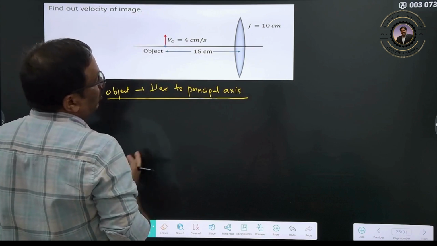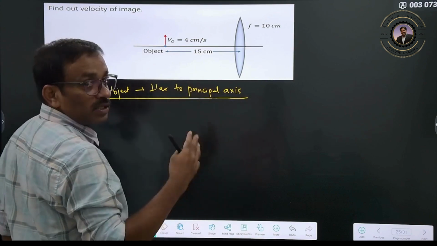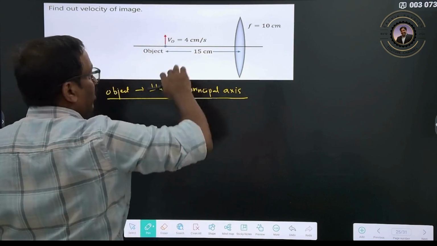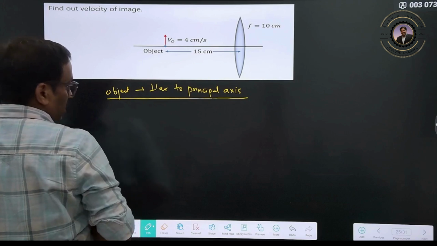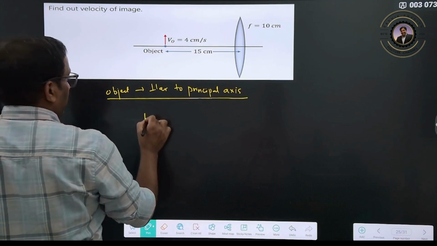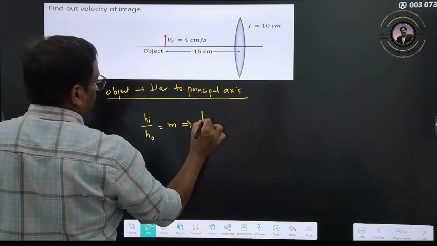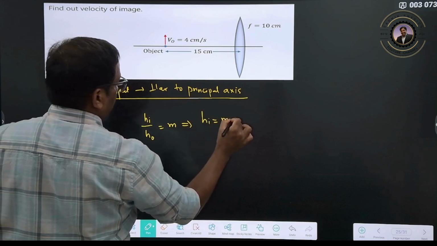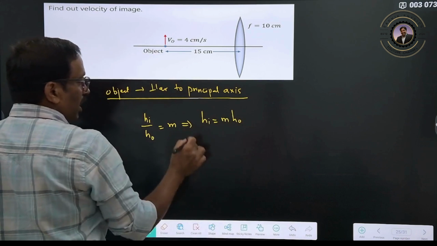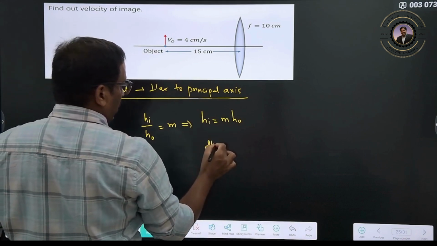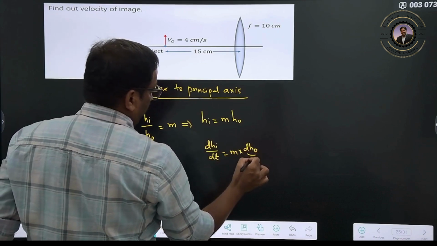Here there is nothing, it is going to change here now. Object distance is the same every time. Image distance is not changing here. So object distance is the same, therefore we can rewrite it: height of the image by height of the object is nothing but magnification. Here height of the image is m into height of the object. So dhi by dt is equal to m into dho by dt.